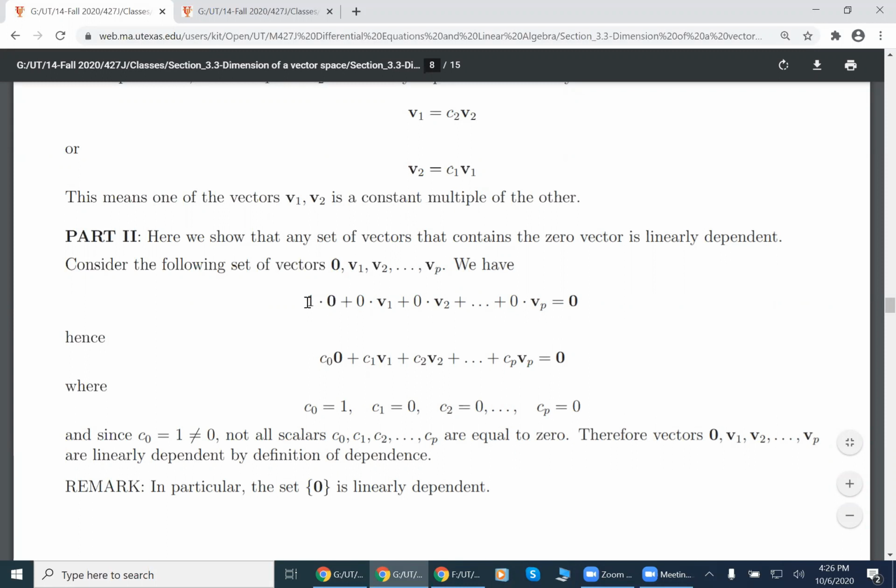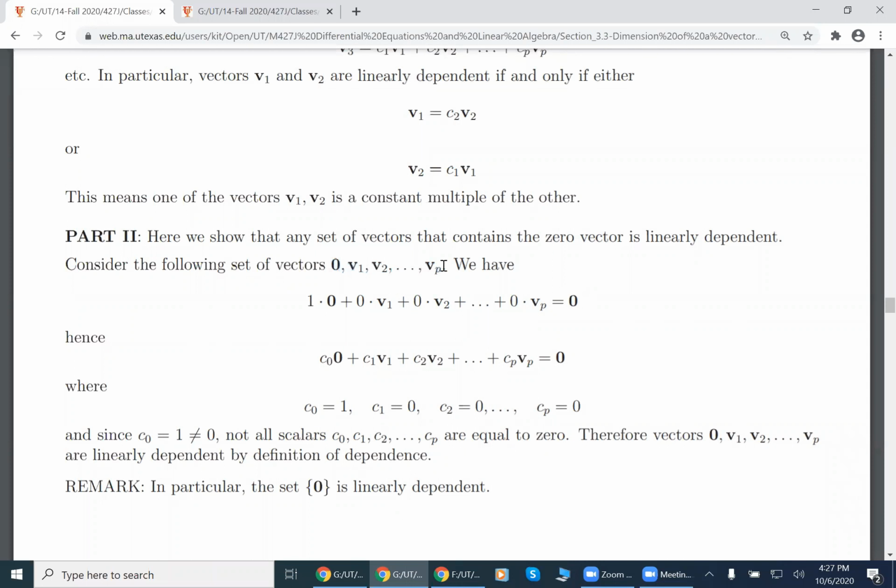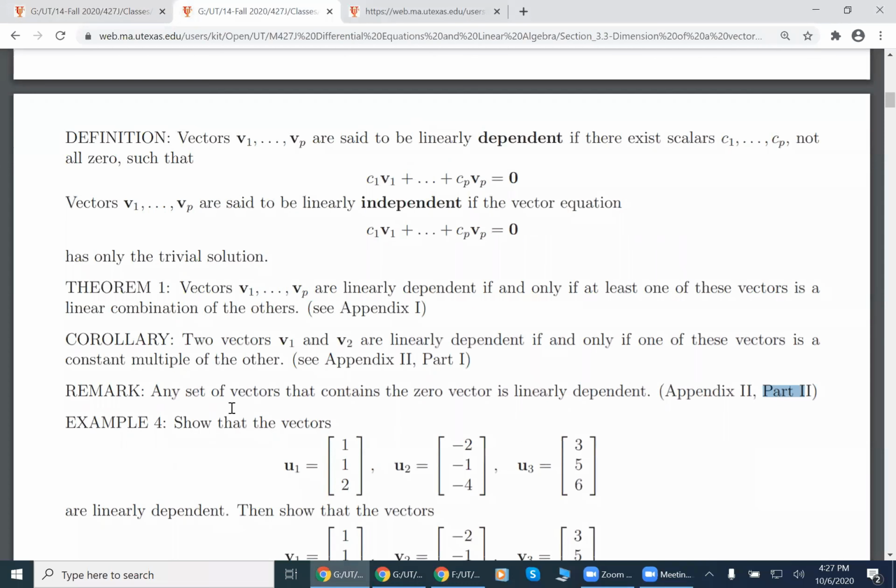Conclusion. We came up with a non-trivial linear combination, non-trivial because this number is not equal to 0. We came up with a non-trivial linear combination of these vectors that gives us 0. Therefore, these vectors are dependent. Once again, this remark is important. Any set of vectors that contains the 0 vector is linearly dependent.